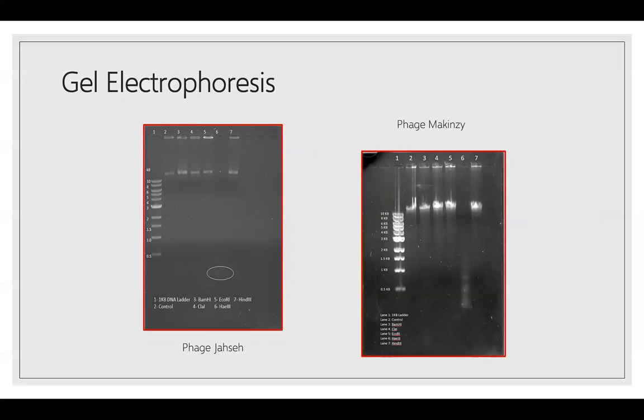And in these two images, the gel electrophoresis results are easily able to be seen. And as displayed in both, in lane 6, the restriction enzyme HAE3 cut much more significantly than the other lanes.